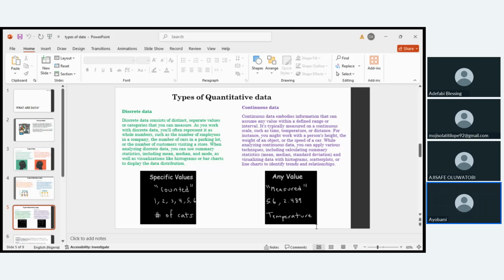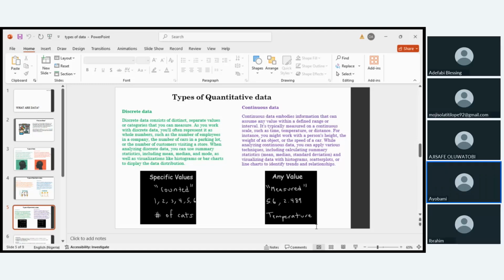So then we look at the other side, where we have quantitative data. Now remember, quantitative means that it can take the form of a number and it can be measured, it can be counted, and all of those. Okay, so they can be measured, they can be counted.